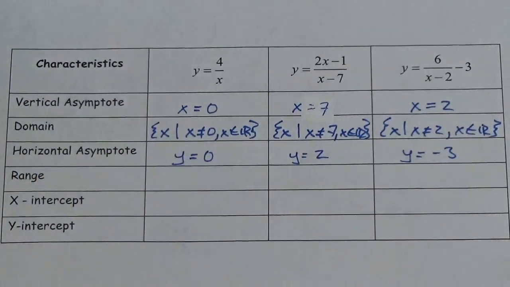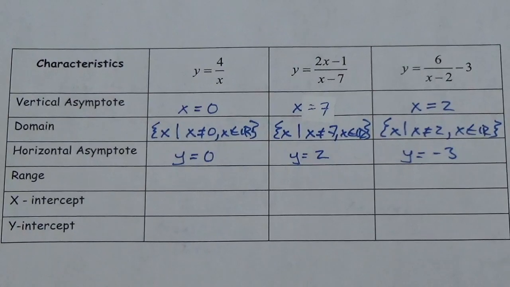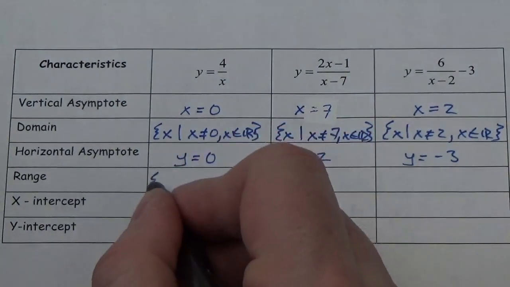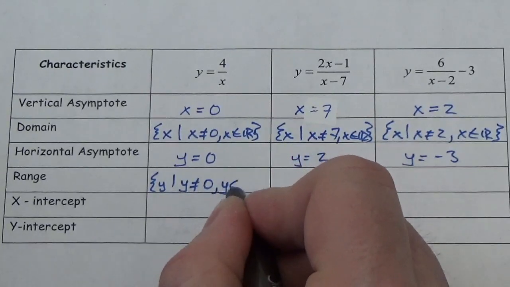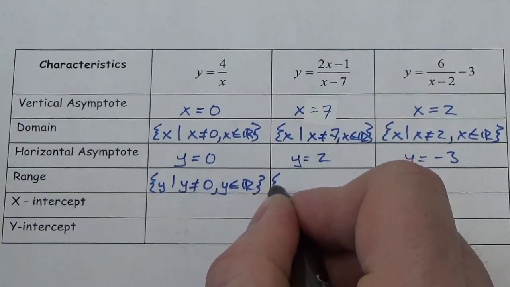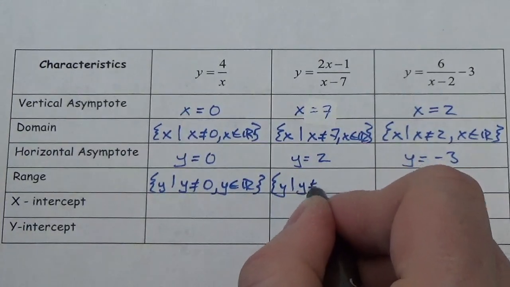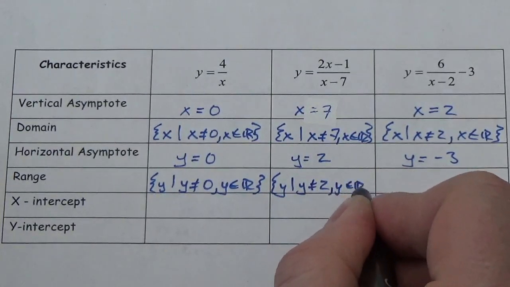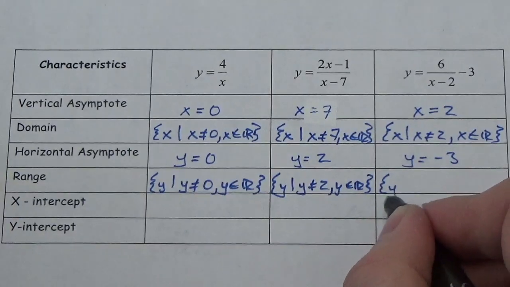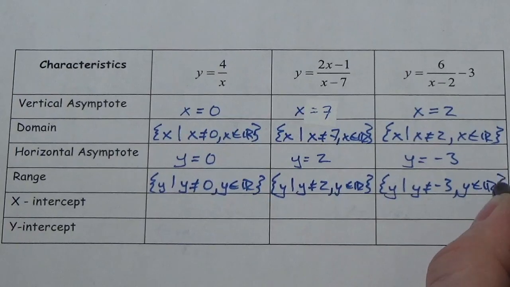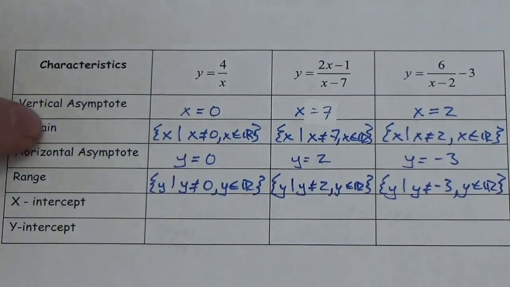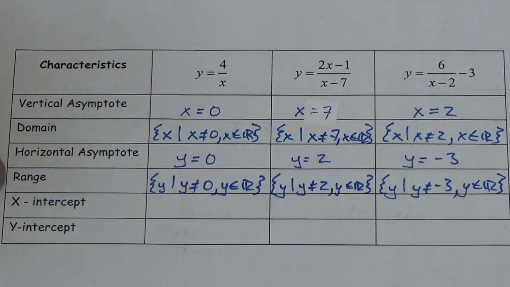Now, for the questions that we're doing specifically in this chapter at this time, we're going to assume that the function will not cross the horizontal asymptote, even though that's not a general rule. So our range here will be the set of y values such that y doesn't equal 0, y is an element of the reals. The set of y values such that y doesn't equal 2, y is an element of the reals. Set of y values such that y does not equal -3, y is an element of the reals. And there we go. And so now we're establishing a really strong connection between the horizontal asymptote and the range.